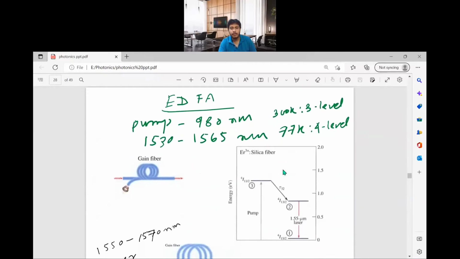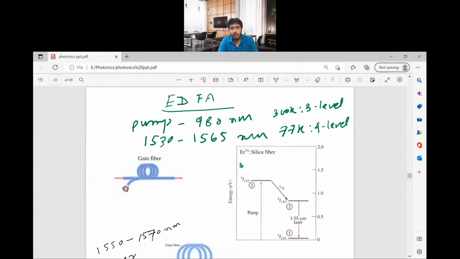Now, next is the EDFA, the erbium doped fiber amplifier. So, until now we have been talking about the laser, and now we will talk about the amplifier. If there is no feedback, the lasing action does not happen, so that can make an amplifier. If the amplifier has feedback, you can make a laser.